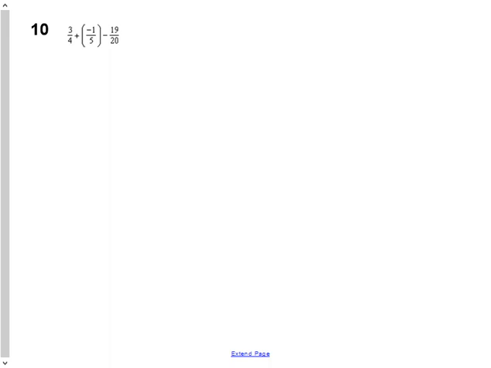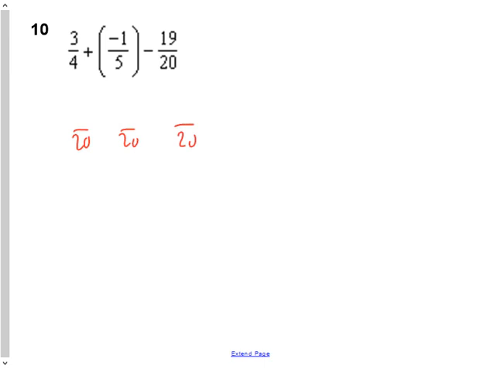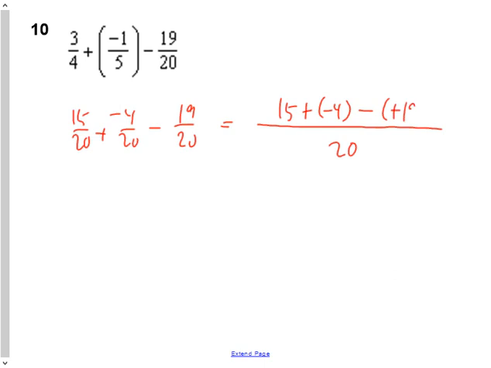The next question is a slight bit difficult because it has 3 terms. But since they're adding and subtracting, we know we need common denominators here. So 4, 5, and 20. I'm going to use the denominator of 20, and make all 3 fractions have denominators of 20. This is going to be 15 twentieths plus negative 4 twentieths, take away 19 twentieths. I'm going to add them and subtract them, and write this out with a denominator of 20: 15 plus negative 4, take away a positive 19.